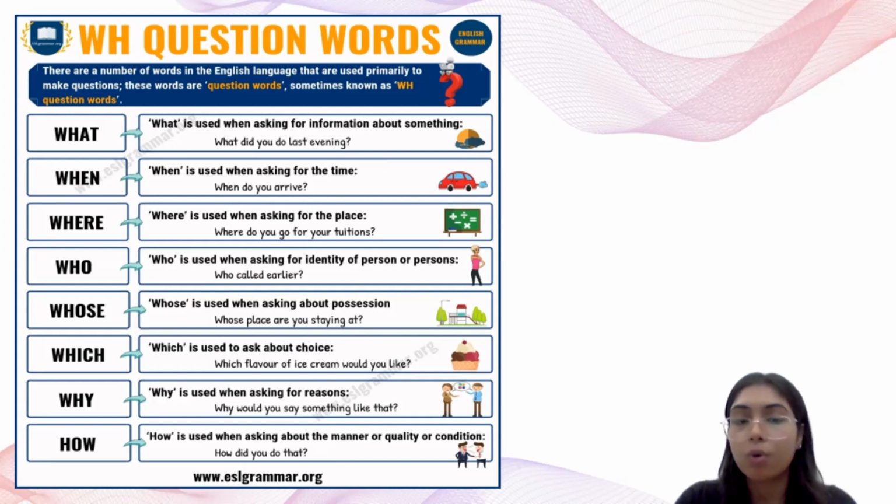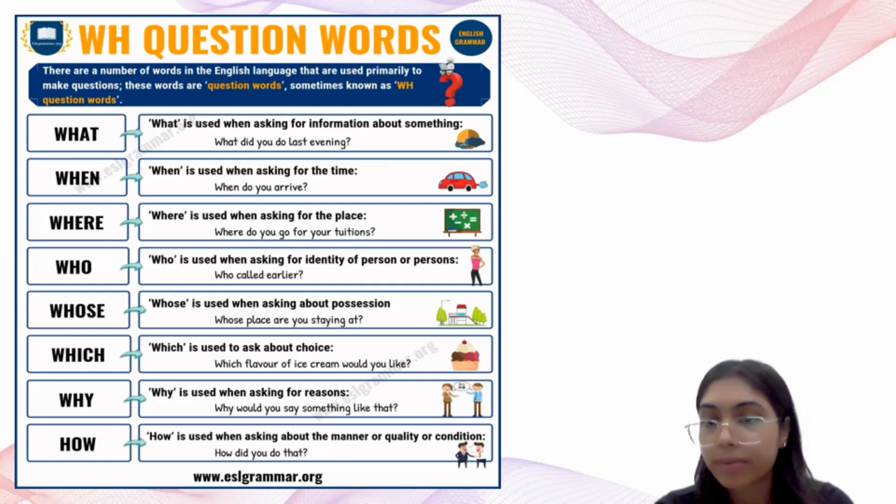Then we have how. So here last, how is used when you want to ask about any condition. Okay, any quality of that manner, like how did you do that, कि आपने वो काम कैसे किया. I want to know about the procedure, I want to know about the quality of that thing. So I hope that WH questions are very much clear to you.